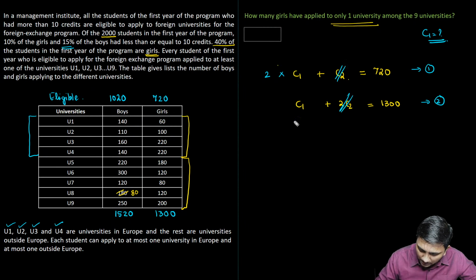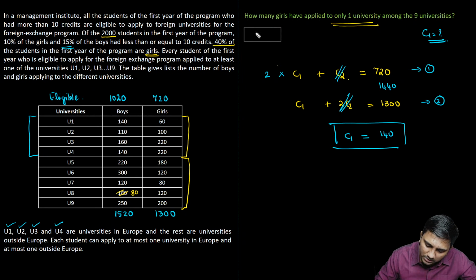That's the whole purpose of multiplying the first one by 2. So I will get C1 is equal to, now this will become 1440 as I'm multiplying the whole equation by 2. Right. So 1440 minus 1300, that will leave us with 140 as the value of C1. So the answer for this question is 140.